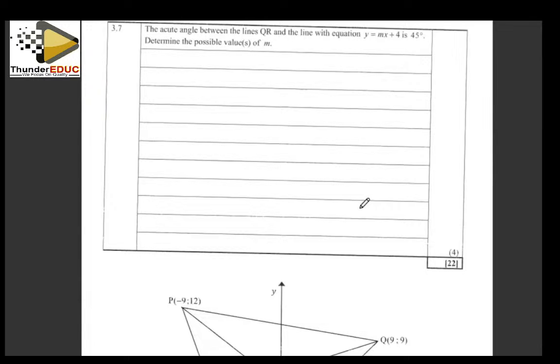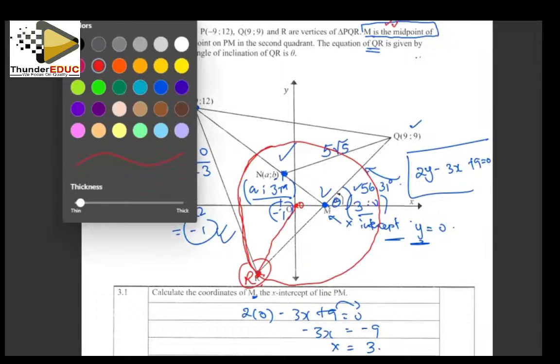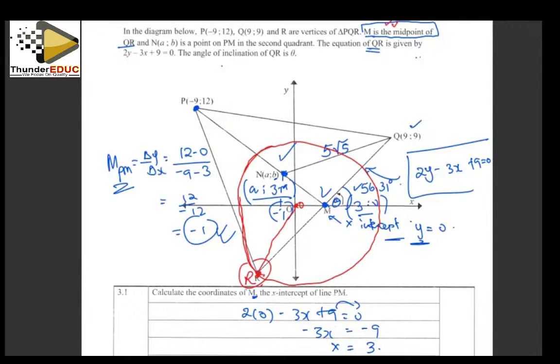3.7, there is an acute angle between QR and another line, y equals mx plus 4, that is 45 degrees. Determine the possible values of m. Okay, so let's see. If we have a line whose gradient we don't know, but the y-intercept is 4, which means that line is in this sort of direction. I don't know where the lines are meeting, but let me just assume they're in that sort of direction.